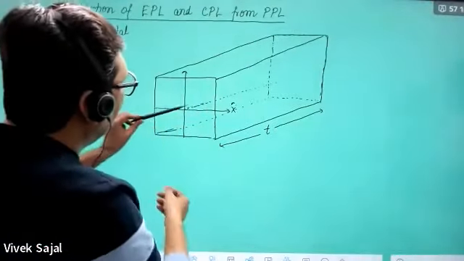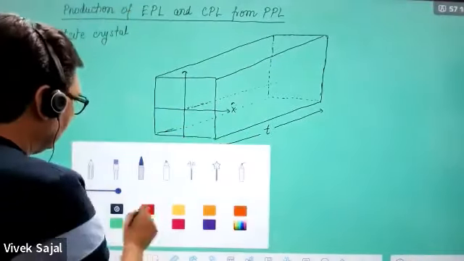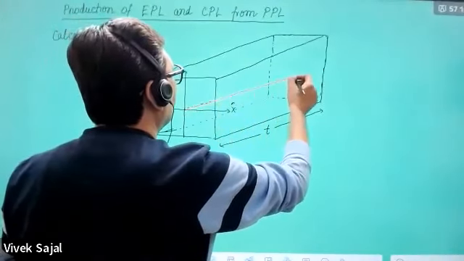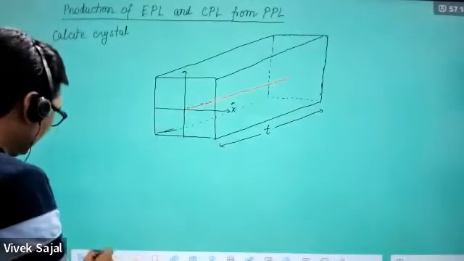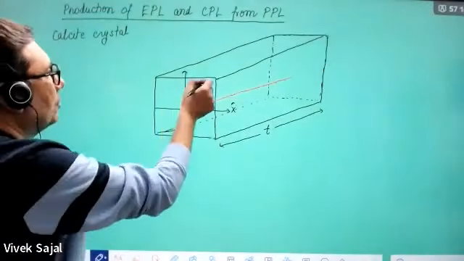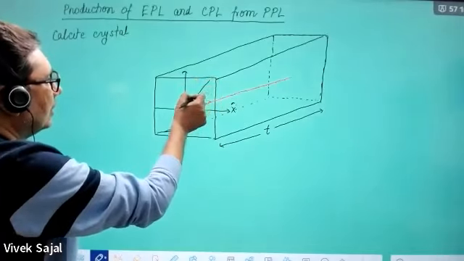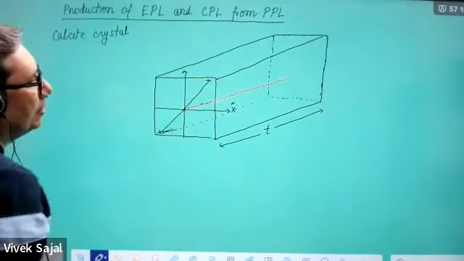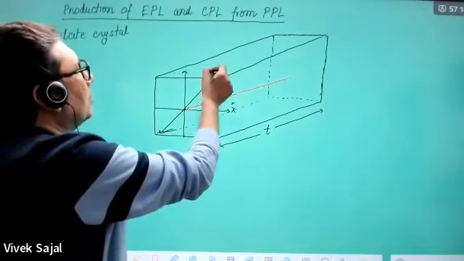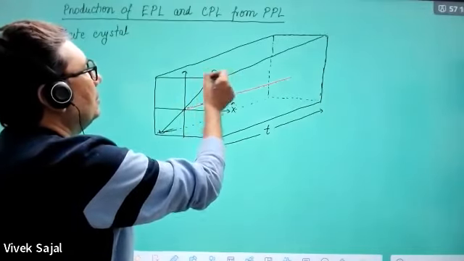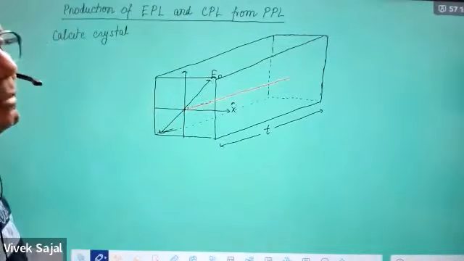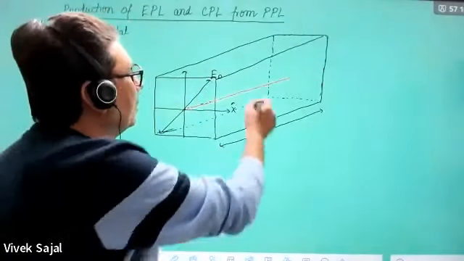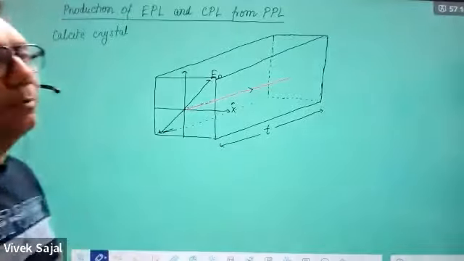Light is propagating along this line. So this is the line along which light is propagating. So here this is incident, a plane polarized light whose electric vector is like this. You can call it E naught. This is the incident plane polarized light that is hitting it, and this light is propagating along this direction.